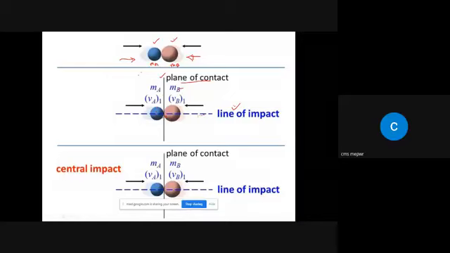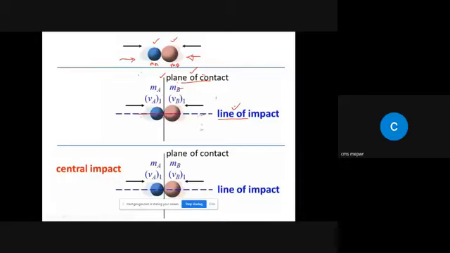Okay, so let's come back to our class. The plane where both these particles come in contact is basically known as the plane of contact, and the line perpendicular to this plane is known as the line of impact.